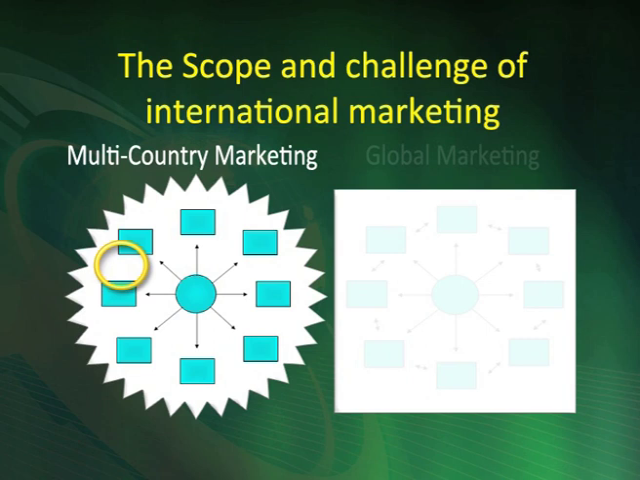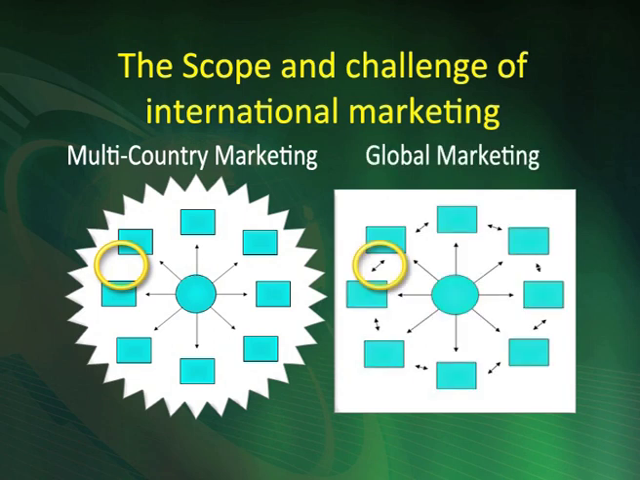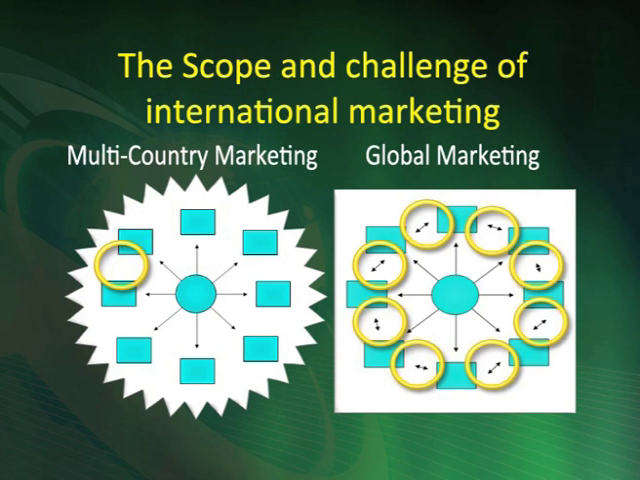Let's see in this diagram, where the arrows show you the different markets in terms of the multi-market concept. And here you have the global markets where the multi-markets are interconnected. So we have a diverse and wider range of activities covered in terms of the global market.